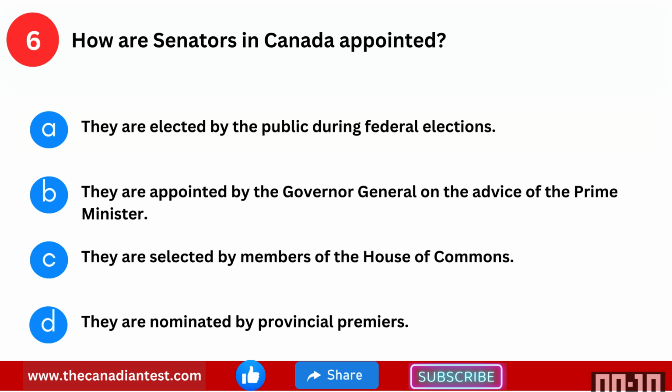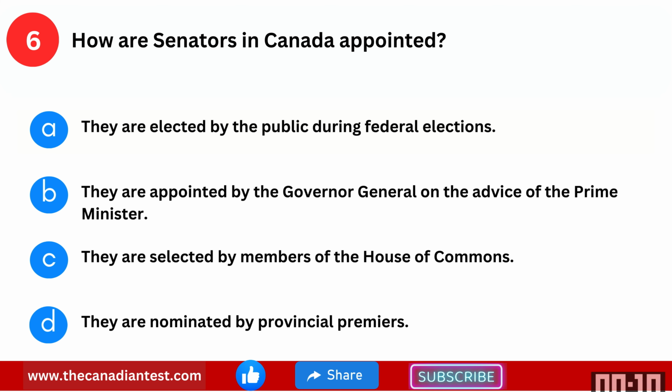The correct answer is they are appointed by the Governor-General on the advice of the Prime Minister. Explanation: senators are appointed by the Governor-General based on the Prime Minister's recommendations and serve until age 75, ensuring experienced individuals contribute to legislative discussions.